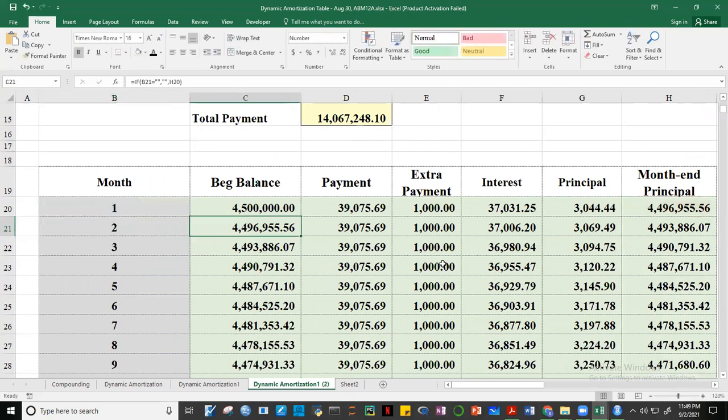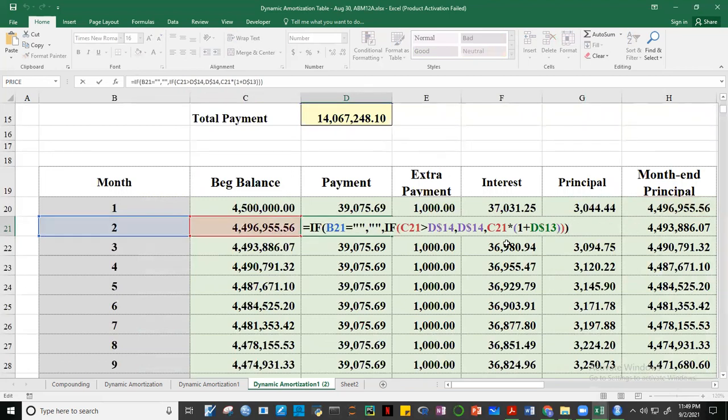For the beginning balance, it will also be: if there's no month here, then don't give us any more beginning balance. Otherwise, get the balance at the previous month. For the payment, same thing. If there's no month here, then don't give any payment.